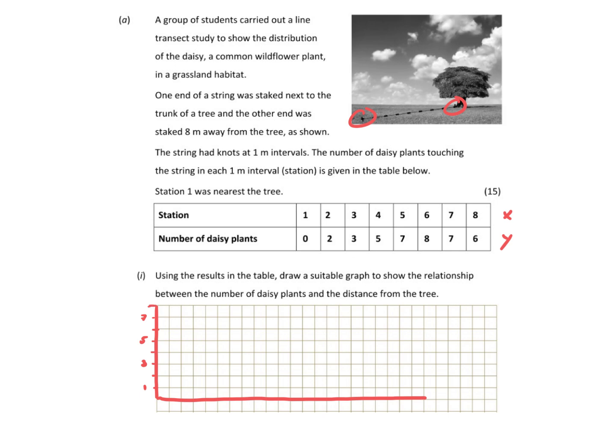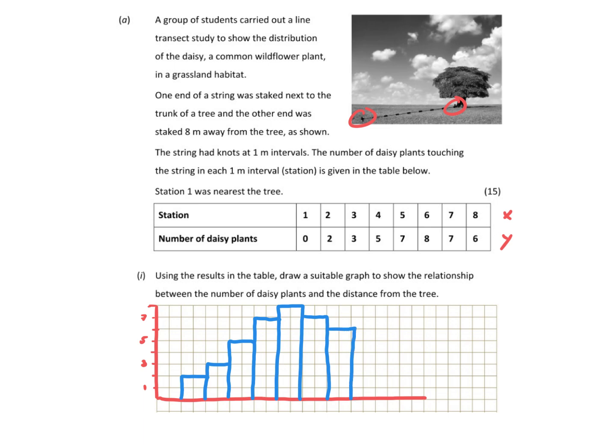So at the first station we had 0, so we can leave that blank. The second station had 2, so I'm going to do 2 boxes of an interval. The next one had 3. Then we had 5. Again, you'll be using a ruler. Station 5 had 7. Station 6 had 8. Station 7 had 7. And station 8 had 6.